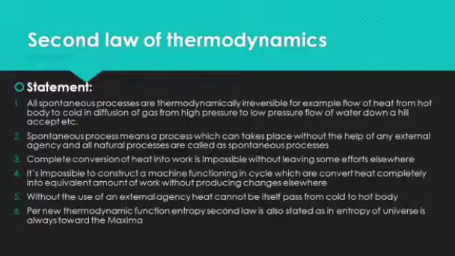The complete conversion of heat into work is impossible without leaving some effects elsewhere. It is impossible to construct a machine functioning in a cycle which converts heat completely into an equivalent amount of work without producing a change elsewhere. The fifth statement, without the use of external agencies, heat cannot by itself pass from a cold body to a hot body. And last one, as per the new thermodynamic function entropy, the second law is stated as: the entropy of the universe is always moving toward a maximum.